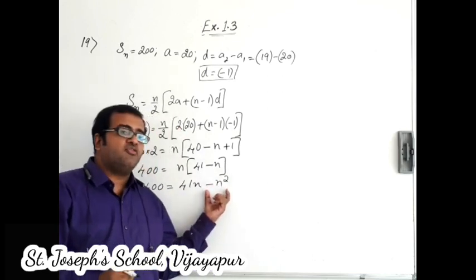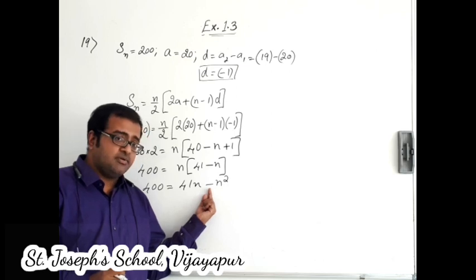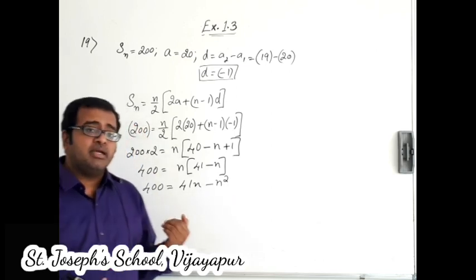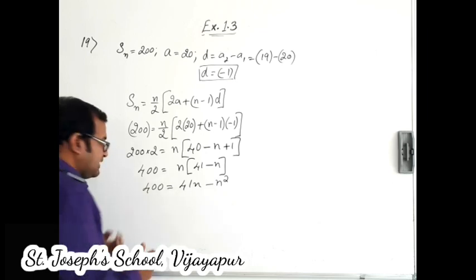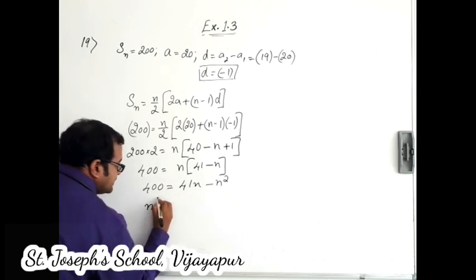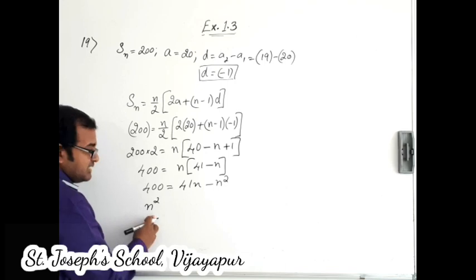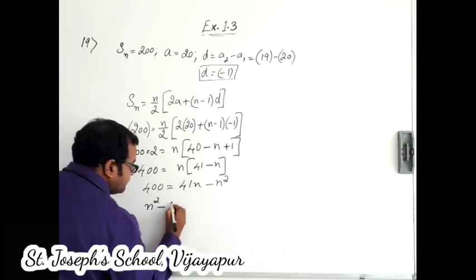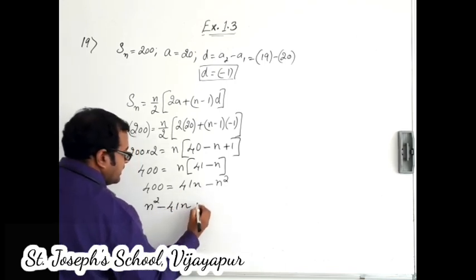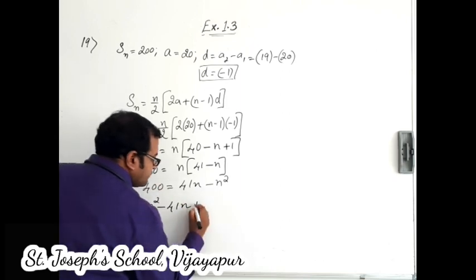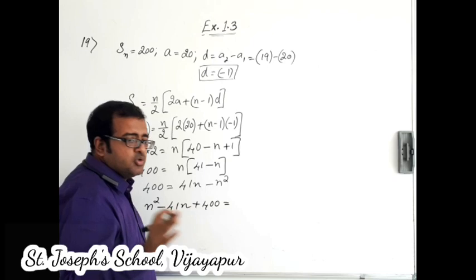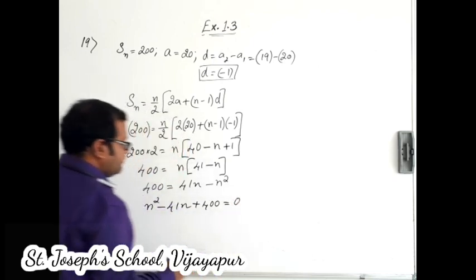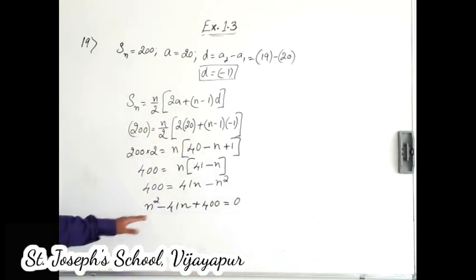Since the highest degree of n is n square here and it is negative, I will bring it to the other side to make it positive. So bring all the unknown terms to the left hand side. We get n square, see, minus n square became plus n square. 41n becomes negative, minus 41n. 400 remains there itself, so it is plus 400 is equal to, on the right hand side no terms are left, we call it 0. Now this is a quadratic equation.